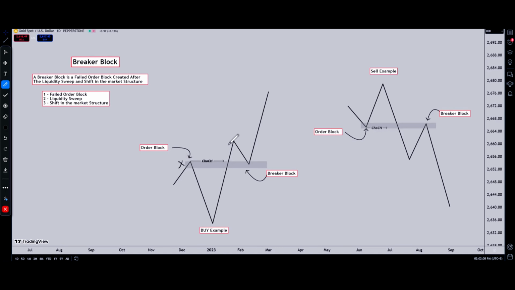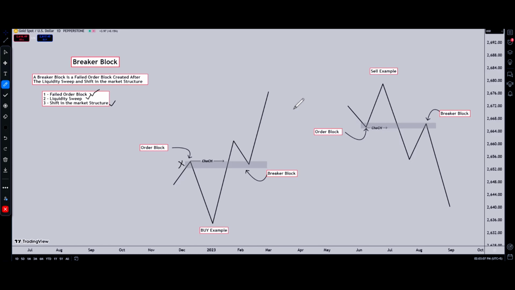That's the first rule. Rule 2. If there's a liquidity sweep within that area, it makes the breaker block even stronger. Rule 3. There should be a market structure shift or change of character. When these three rules are met, you can confirm that the failed order block is now acting as a breaker block. The example I've given you is for a buy scenario. If you reverse it, it becomes a sell scenario. Let us show you how that works.